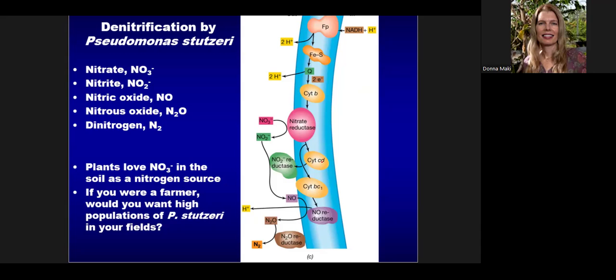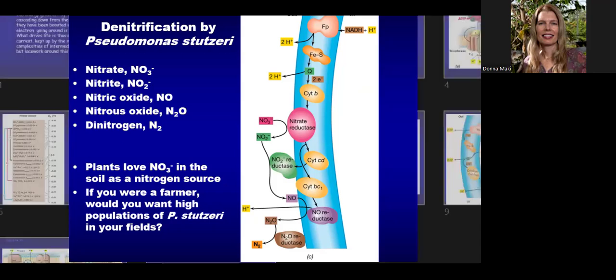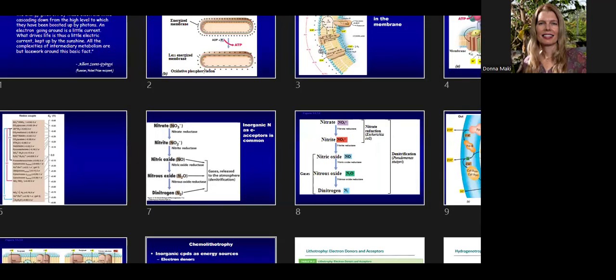Did I see a hand? Yeah. So to answer your question, would you want an organism that does nitrification instead of denitrification? Yeah, and we'll be getting into that too. Yeah, we'll hold that thought. We're gonna get into that one.